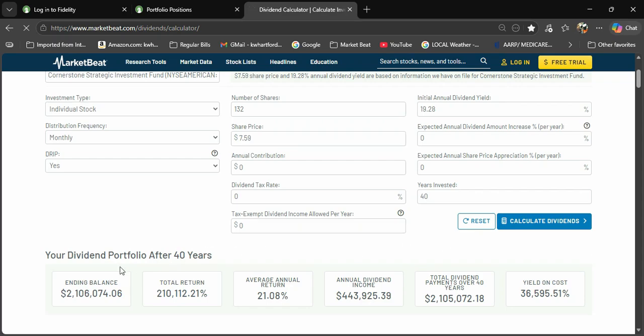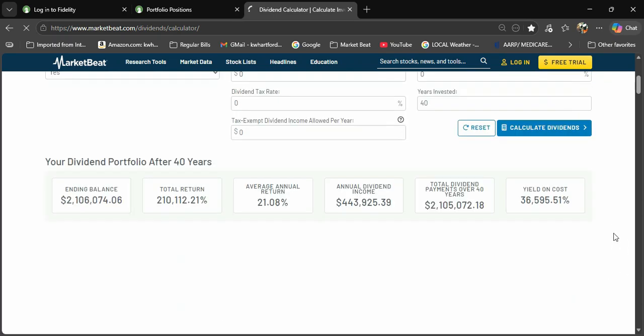And in 40 years, they'll have, this seems unbelievable to me, over $2 million. Their balance went from $1,000 to $2 million in 40 years. That seems unbelievable to me. Anyways, let's take a look at how it grows.